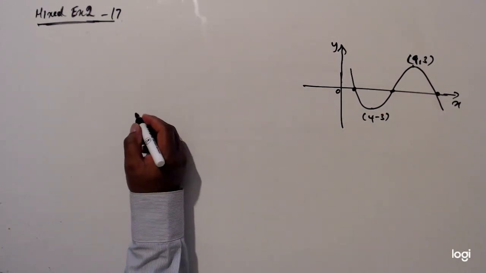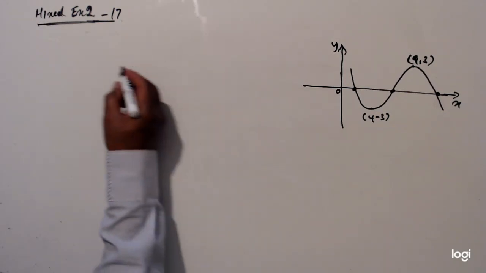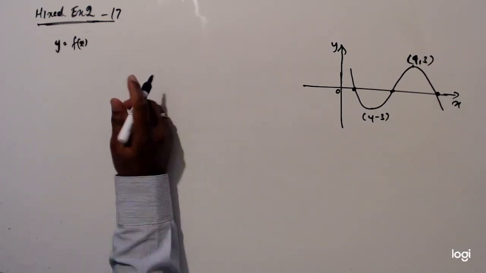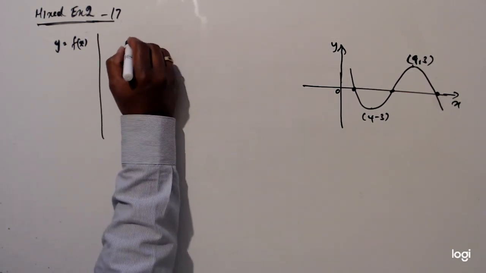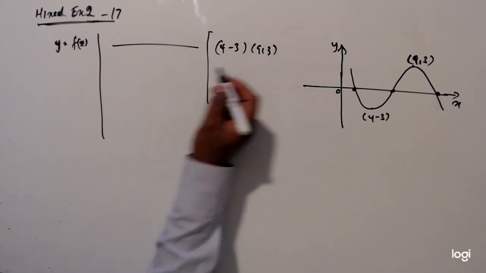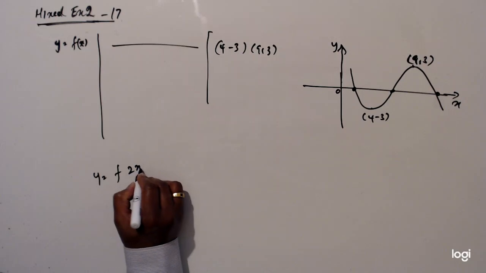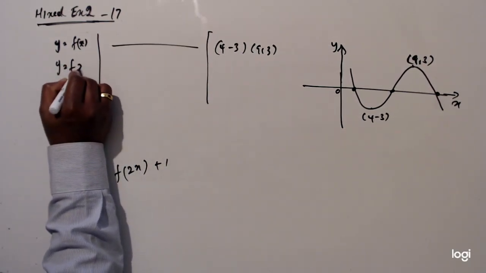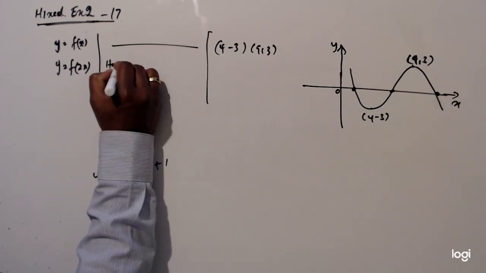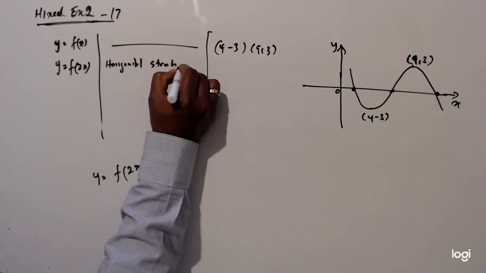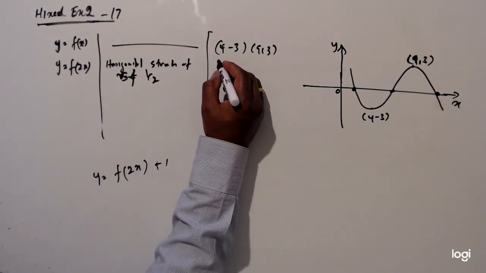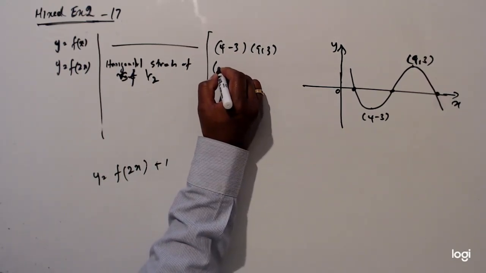We have 2 points. This is the y equal f(x) graph. So we have 2 points, (4, minus 3) and (9, 3). So our target is to draw y equal f(2x) plus 1. So this is a horizontal stretch with scale factor of half. So then we have to multiply the x value by half or divide by 2.